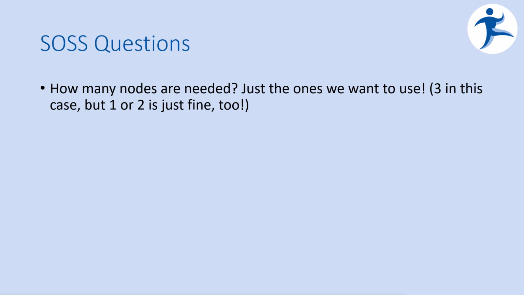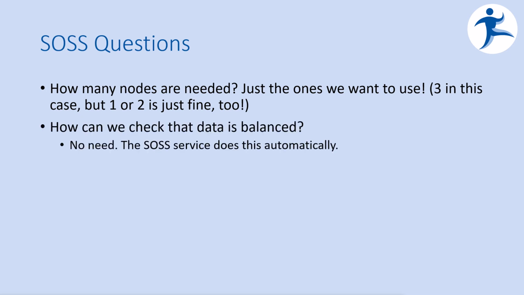Now, we also want to ask similar questions about ScaleOut StateServer to what we did with Redis. One of those questions is how many nodes are needed? In this case, we only need to use the nodes we want to use. 3 in this case, but 1 or 2 would work fine as well. Now, how can we verify that the data is balanced, like we had to do with Redis cluster? There's not really any need. The ScaleOut StateServer service does this automatically for us.